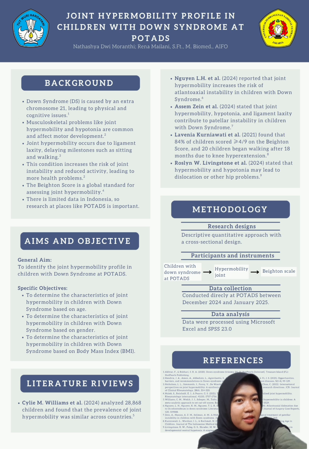So let me start by explaining the background of the study. Down syndrome is a genetic condition caused by an extra chromosome 21. This leads to both physical and cognitive challenges. Musculoskeletal problems, especially joint hypermobility and hypotonia, are very common in children with Down syndrome. These issues can delay important milestones like sitting and walking because of loose ligaments and low muscle tone.